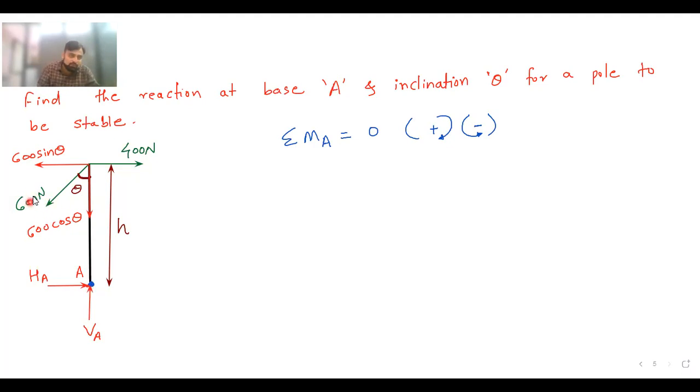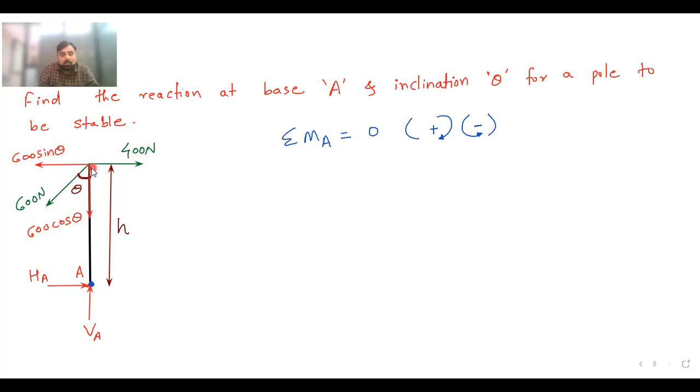Then we resolve this force of 600 Newton into two components, and we will consider the components for the calculation. So now this 600 cos theta, if you extend it, it will also pass through point A. So the moment of 600 cos theta is also 0 because it passes through point A. Now who is remaining? 600 sin theta and 400 kilonewton.